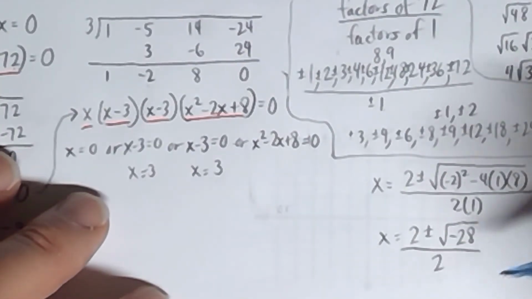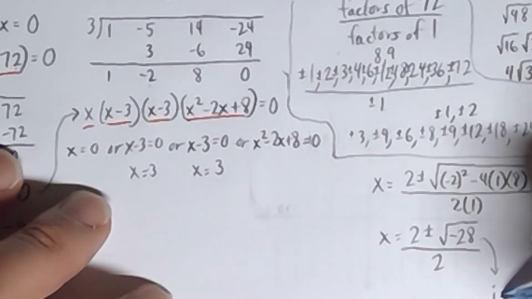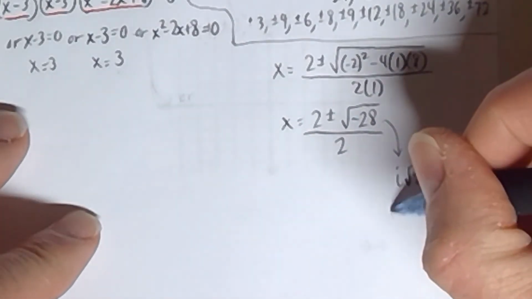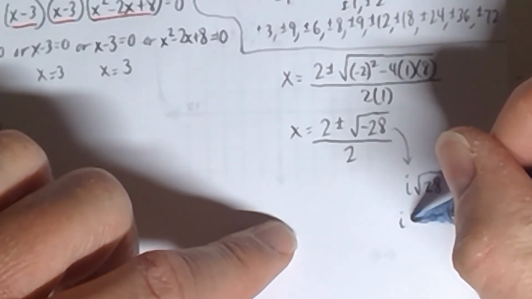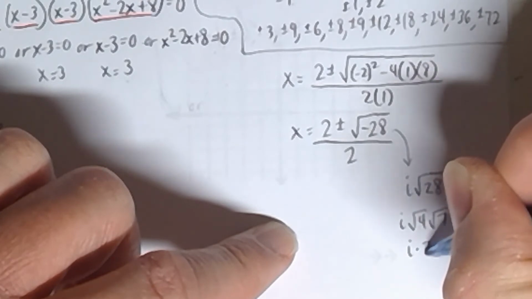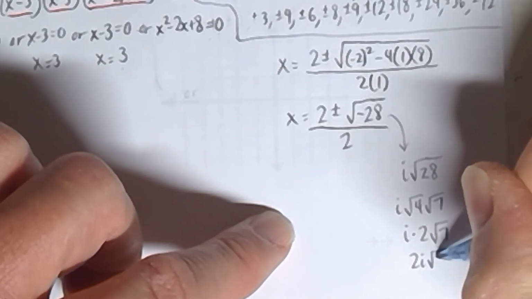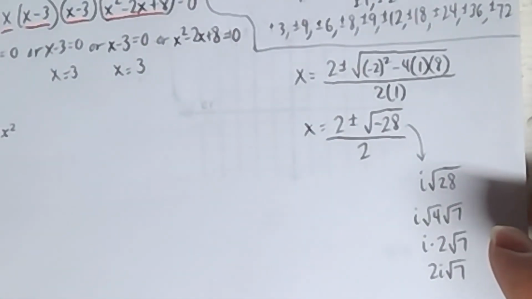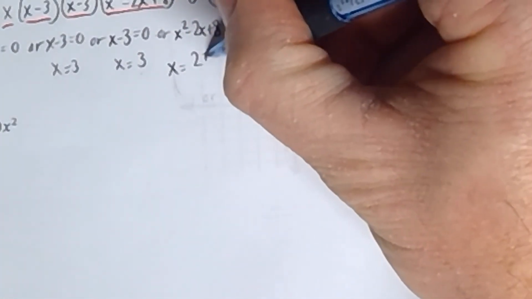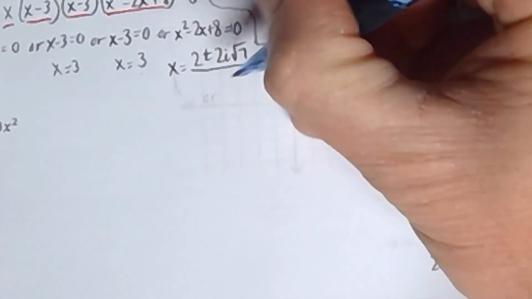How do I simplify square root of negative 28? That is equal to i times the square root of 28. Simplifying the 28 rather, you get 4 and 7. And so this is going to be equal to i times 2 rad 7, which is equal to 2i rad 7. Now, bringing that back in, we now have x equal to 2 plus or minus 2i rad 7 all over 2.